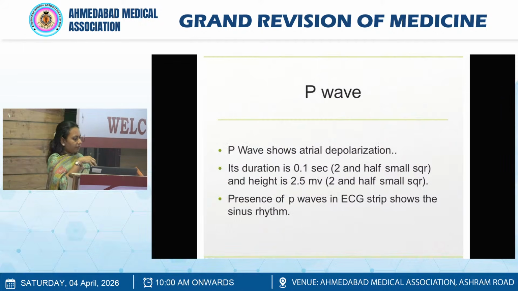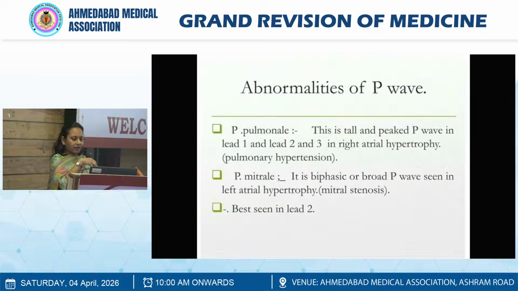P wave. The P wave shows atrial depolarization and its duration is, I'll speak in small square boxes only because that is important to check for the abnormalities. Its duration is 0.1 second, that is 2.5 small squares, and its height is about 2.5 small squares. Presence of a P wave on an ECG strip shows a sinus rhythm.